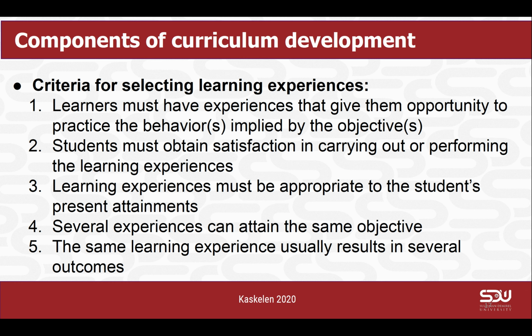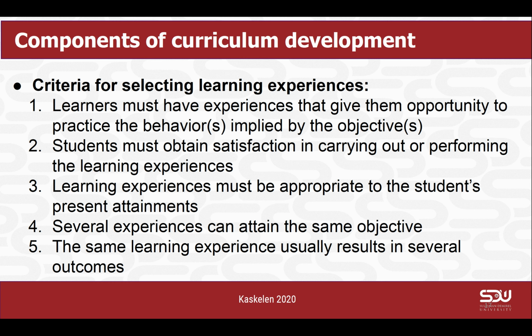Next, in curriculum development, we could talk about some criteria for selecting learning experiences, right? And here, Lunenburg and Ornstein offer 5 criteria. First, learners must have experiences that give them opportunity to practice the behaviors implied by the objectives. Notice the behavioral approach here again, right?